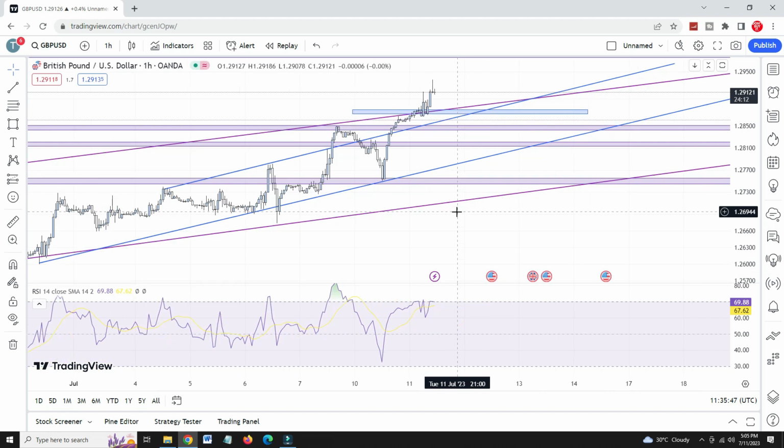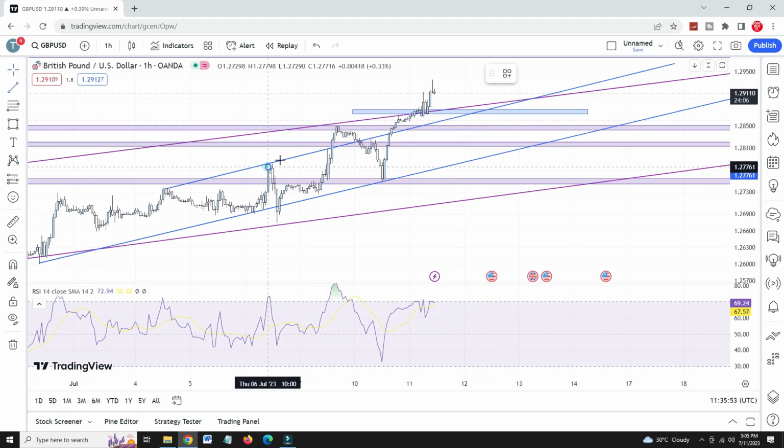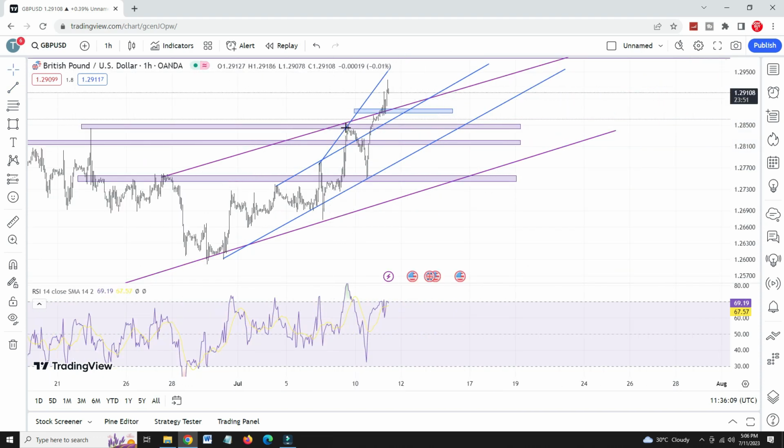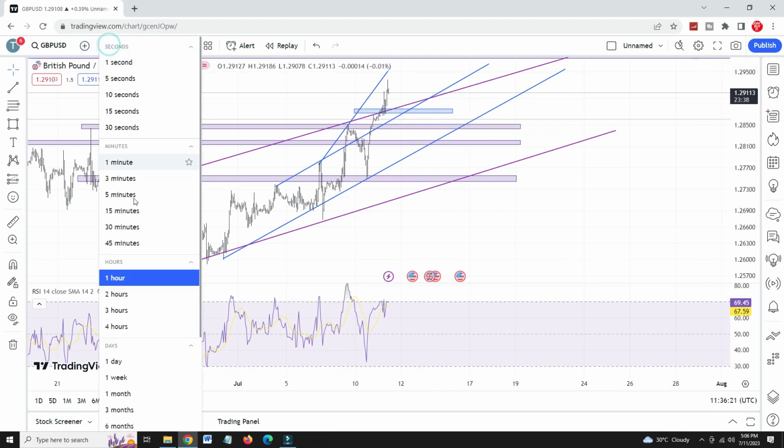Is there anything else that I would like to mark out in the 1 hour? Is this relevant? I think yes. Maybe this is where the price will stop and then move backward. There is clear divergence even in 1 hour. Price is moving up here, showing down, moving down in the RSI. It's clear divergence. Let's move to 30 minutes now.